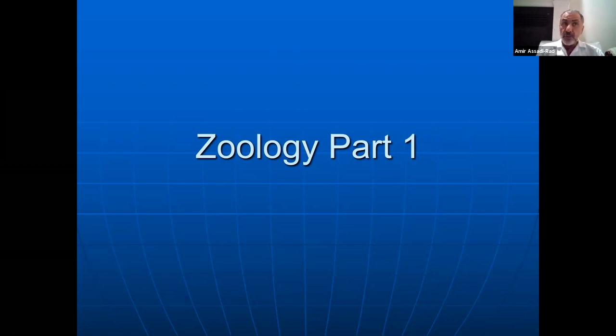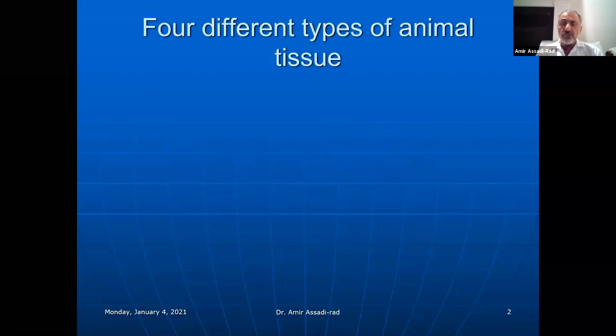For this one, I'm planning to cover the different types of tissues and the nervous system. It might take a little bit longer than an hour, but I'll try to finish it within one hour. Anyhow, let's move on. There are four different types of animal tissue, and this is chapter 9, and the nervous system is chapter 33. Refer to your syllabus, they're all in there.